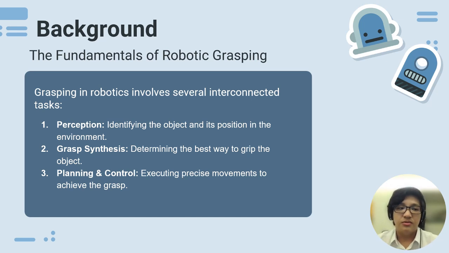Grasping in robotics involves three key steps. First, perception, where robots identify an object and its position in the environment. Second, grasp synthesis, which determines how the robot should grip the object. Finally, planning and control, where the robot executes precise movements to carry out the grasp. While traditional systems work well in static and predictable environments, they often fail in dynamic or partially observable settings.